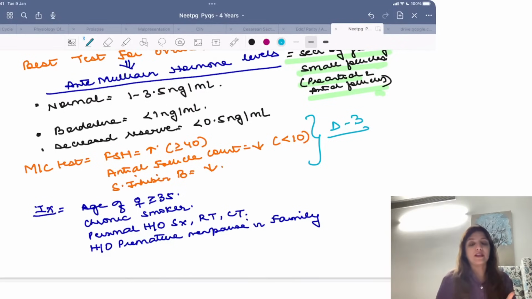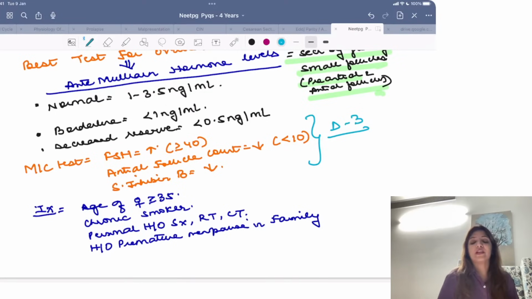Then antral follicle count, you count the number of follicles in the ovaries. Again, antral follicle count will be less if there is decreased ovarian reserve, and serum inhibin B levels will be less. All of you know that inhibin B is produced by the granulosa cells of the follicles. So if follicles are fewer, inhibin B will be less, and because inhibin is less, the negative feedback on FSH will be gone, so the levels of FSH will increase. So increasing FSH, decreasing inhibin and decreased antral follicle count, they are all signs of decreased ovarian reserve.